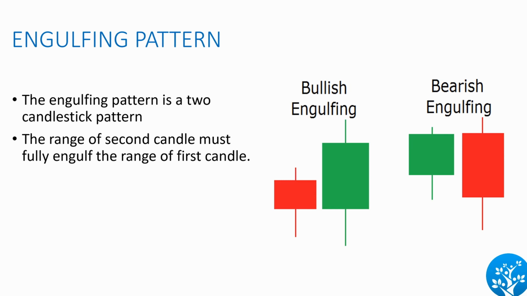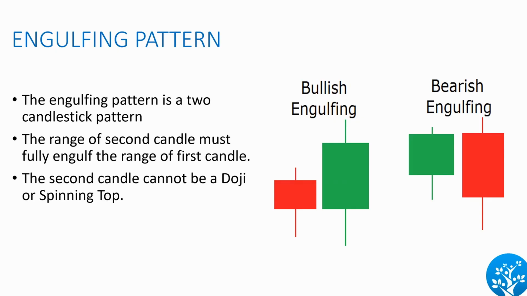Range is from the high to the low. We're not talking about the body, we're not talking about the wicks. We are talking from the highest point of the candle to the lowest point of the candle, which is called the range of the candle. So the range of the second candle must fully engulf the range of the first candle. If the second candle that fully engulfs the range of the first candle is a green color candle with a good body, that means it's a bullish engulfing. When the range of the second candle fully engulfs the range of the first candle, and the second candle is a red color candle with a good body, then it's a bearish engulfing candle.